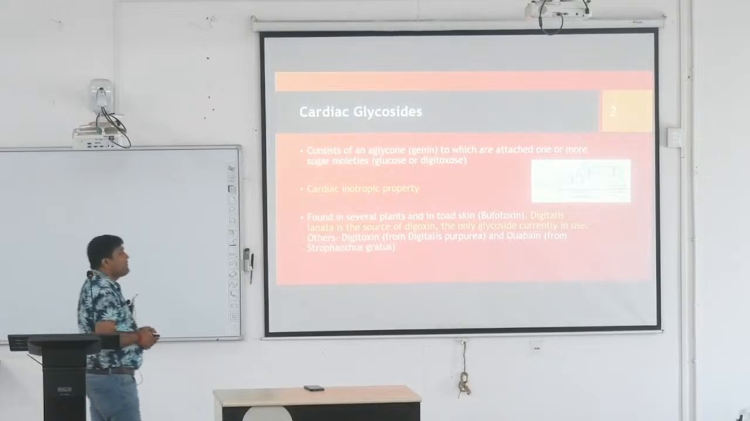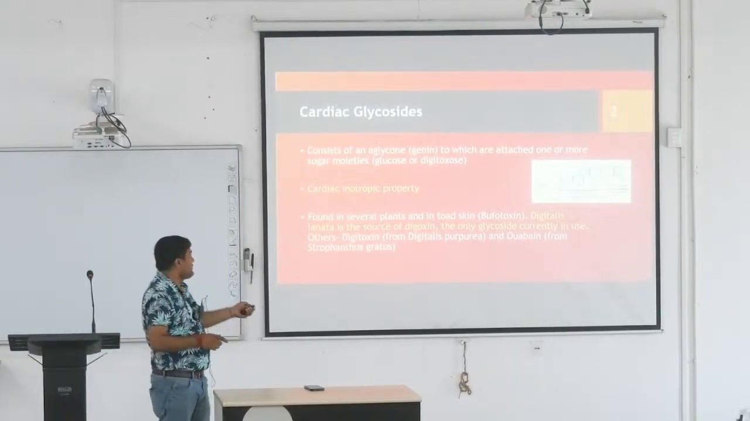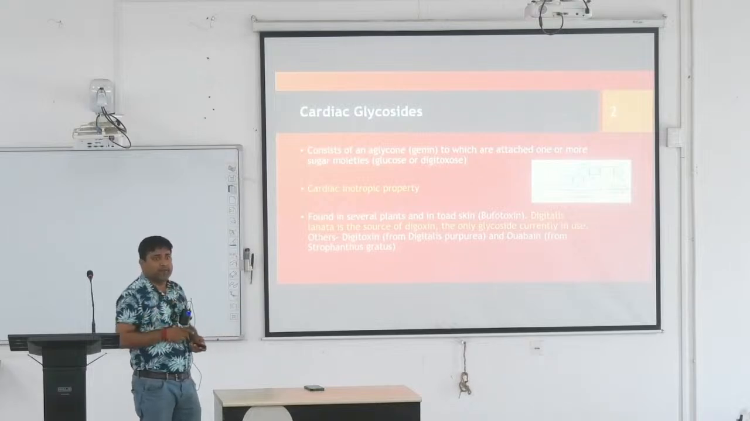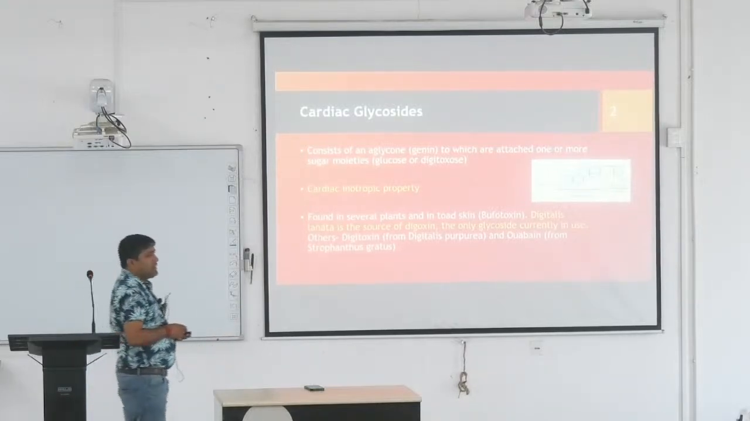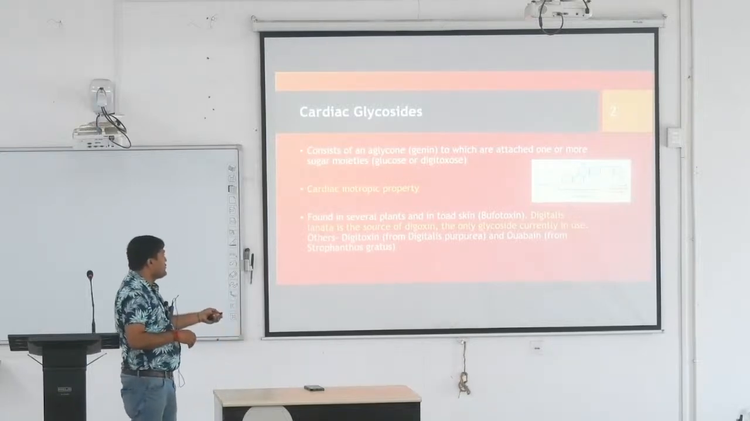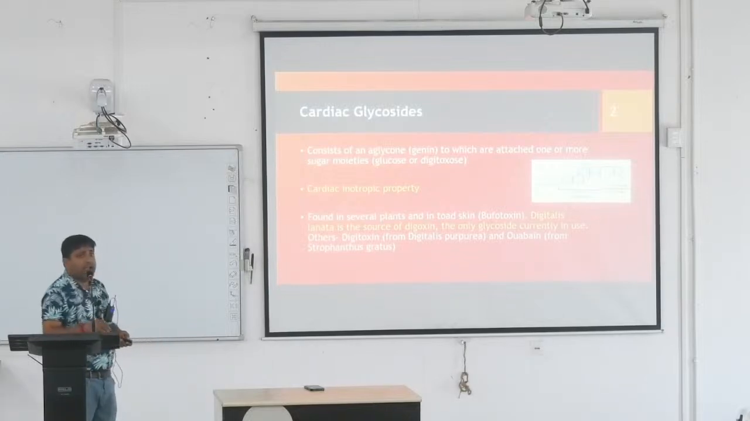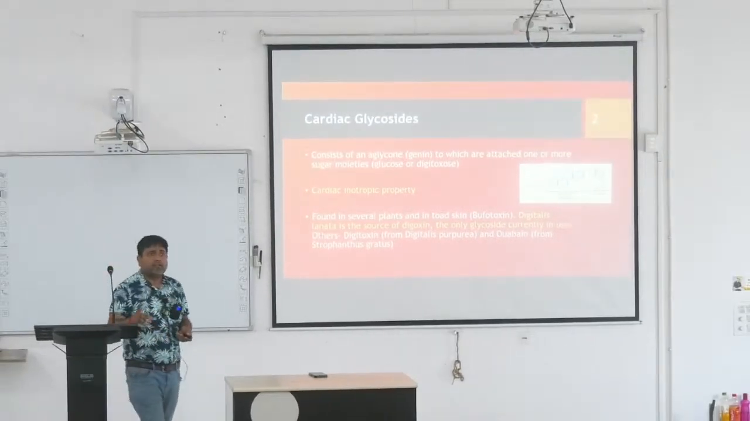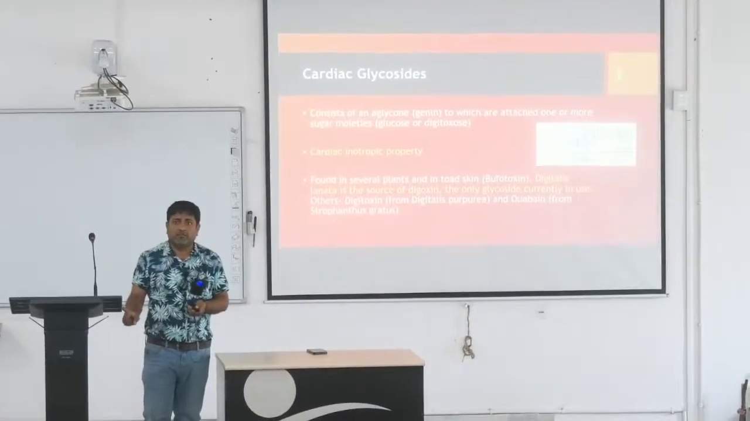They are found in several plants. The sources of cardiac glycosides are several plants and also toad skin. In the toad skin, it is called bufotoxin. Now, cardiac glycosides are known as digoxin, digitoxin, ouabain and others. And as said earlier, digoxin is the only cardiac glycoside that is currently in medical use.